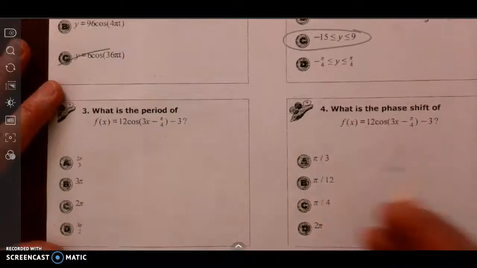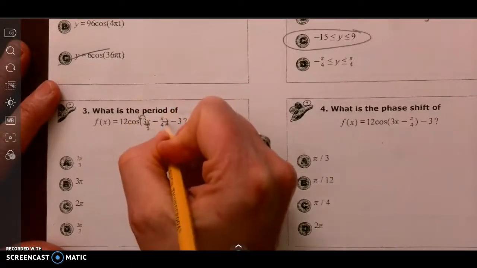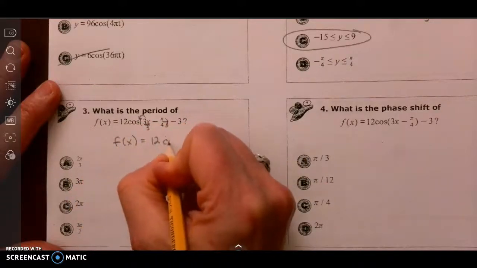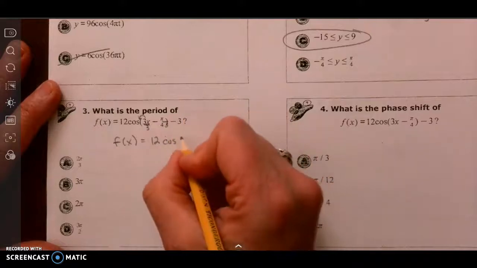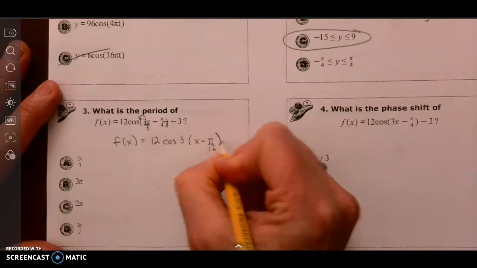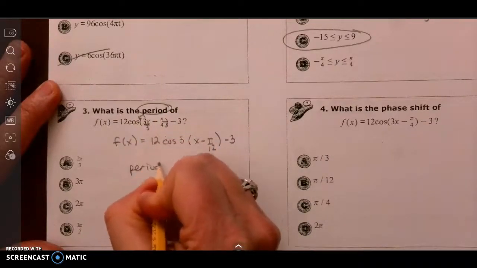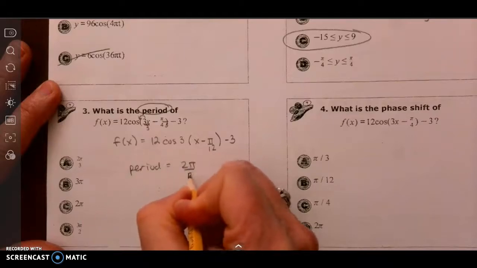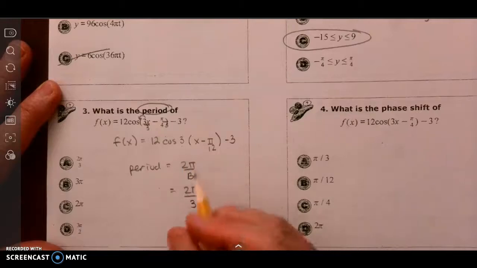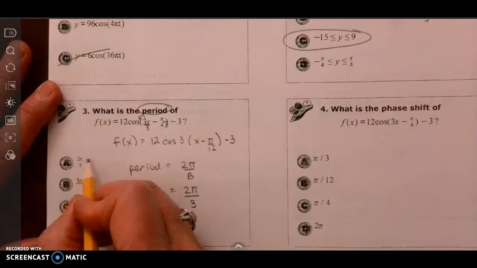What is the period? Again, the first thing I do is I pull that 3 out. So I'm dividing everything by 3. So f of x equals 12 times the cosine 3 times x minus pi over 12 minus 3. The period is always 2 pi over b. So it's 2 pi over b is 3. So that's my period. 2 pi over 3. A.